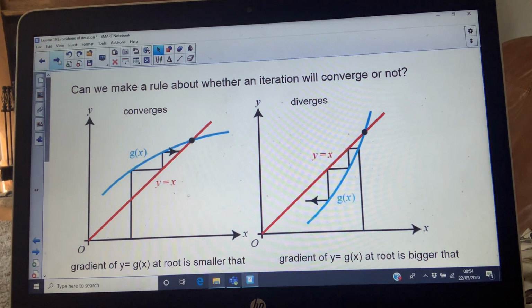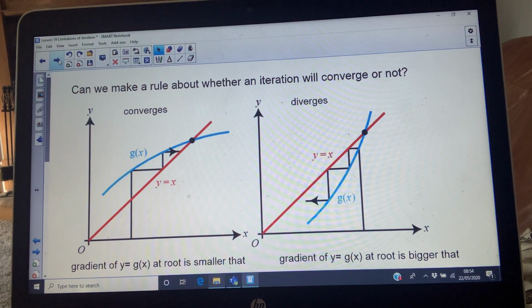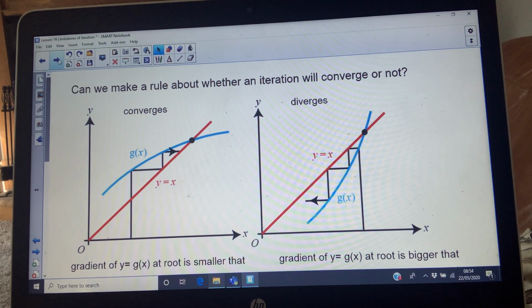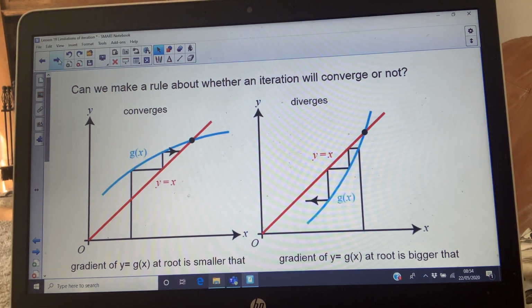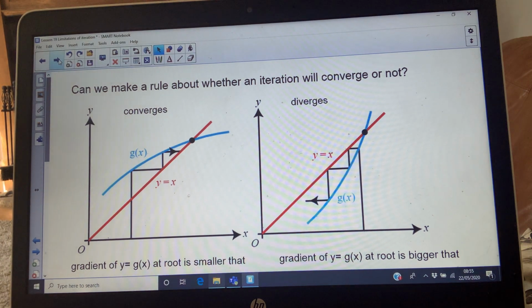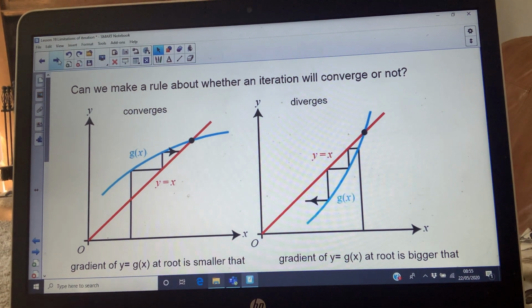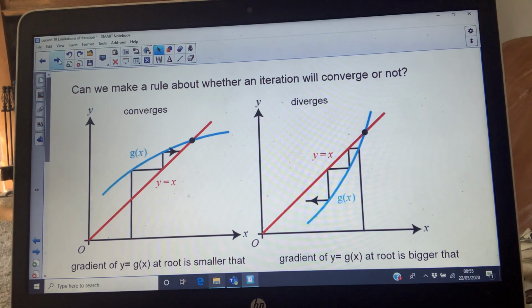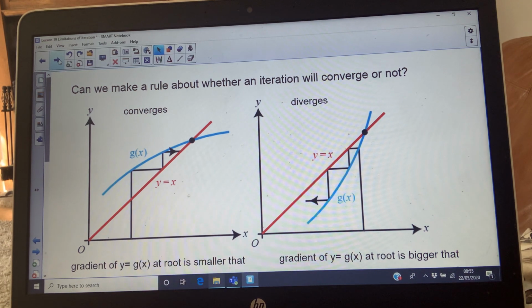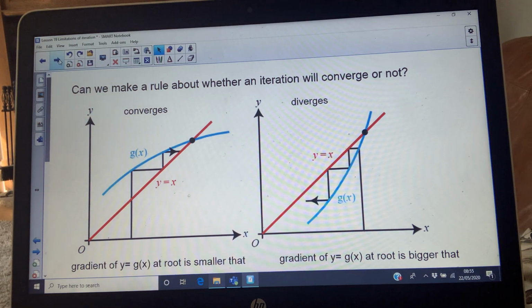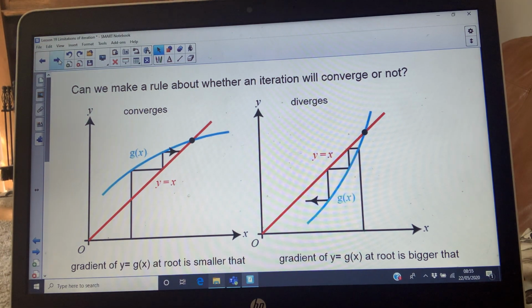Right, this next bit is a bit harder, and we can't really go into it in very great depth because it requires us to be able to differentiate more functions than we currently can, but we will do after we've done our further differentiation topics. Can we make a rule about whether an iteration will converge or not? So what you've seen is us with different versions of the same equation, and some of them have converged and some of them haven't. So let's have a look.